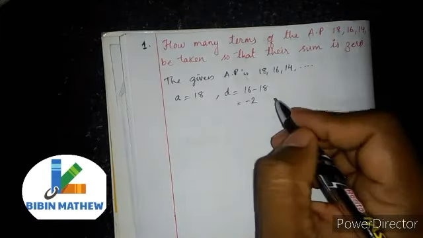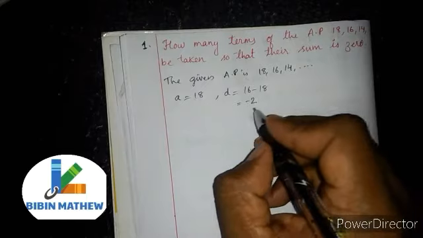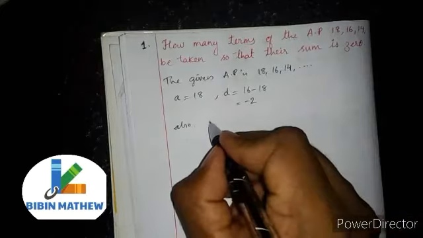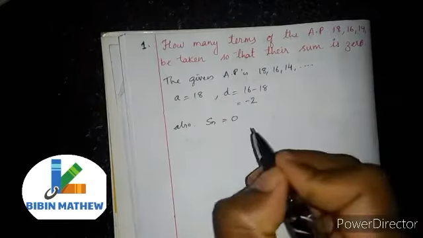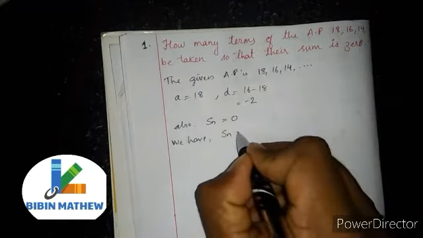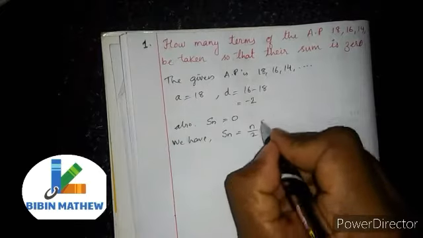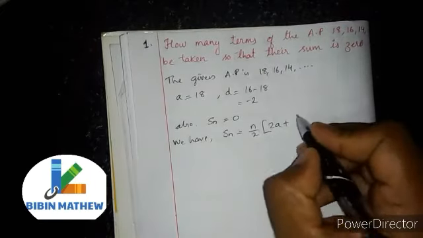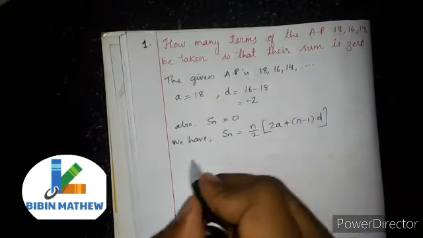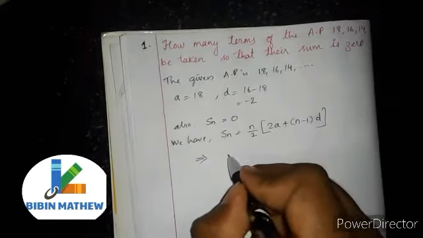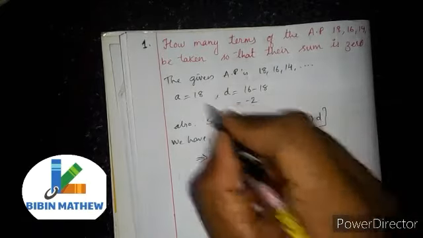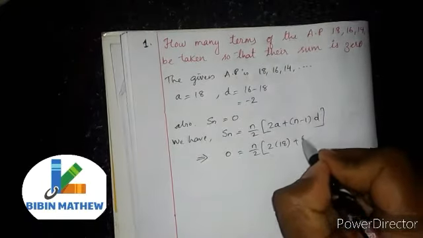Now you got a and you got d. And what is also given? The sum is 0. So here you will write Sn is equal to 0. That is given. We already know the equation of Sn, so we will write Sn is equal to n by 2 into (2a plus (n minus 1) into d). We are choosing this equation because the last term is not mentioned. So here, in place of Sn, put the value of Sn. What is it? It is 0 is equal to n by 2 into (2 into, what is the value of a? It is 18, plus (n minus 1) into, what is the value of d?